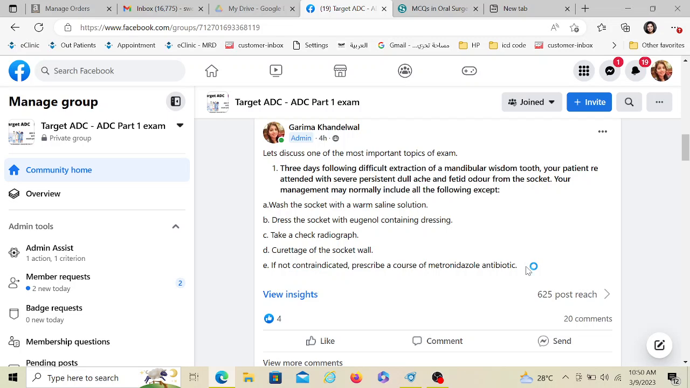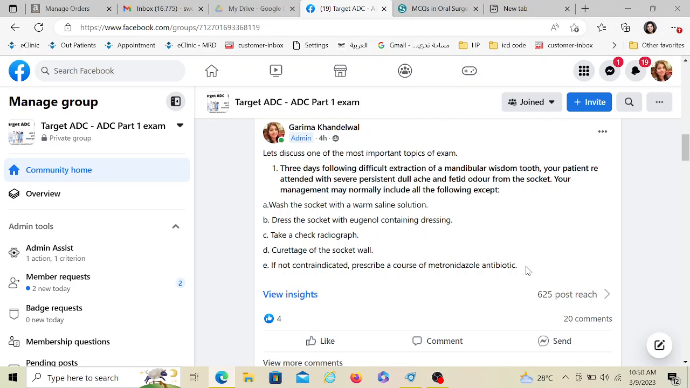why wouldn't you give an antibiotic? Of course you will give an antibiotic if it is not contraindicated. And even in alveolar osteitis, that is a dry socket, if all you have done in your first line of treatment and still there is infection developing, in spite of that being a dry socket, you would again give an antibiotic. Of course, it won't be your first line of treatment, but in this particular question, they have not mentioned that it's a dry socket.